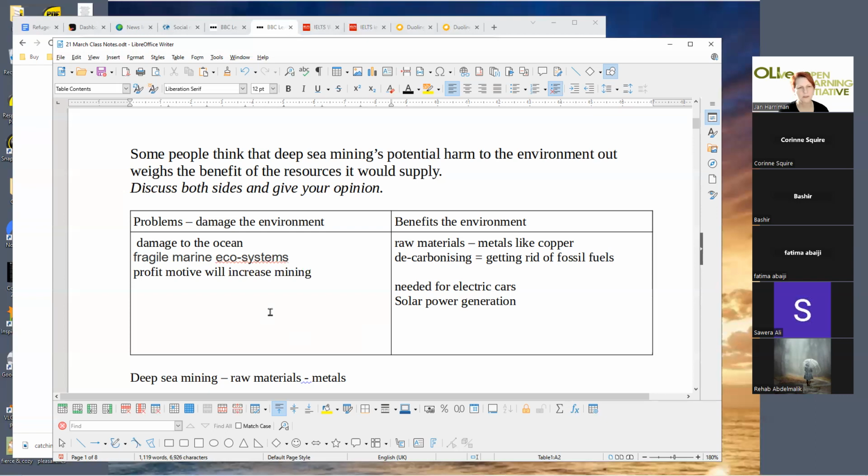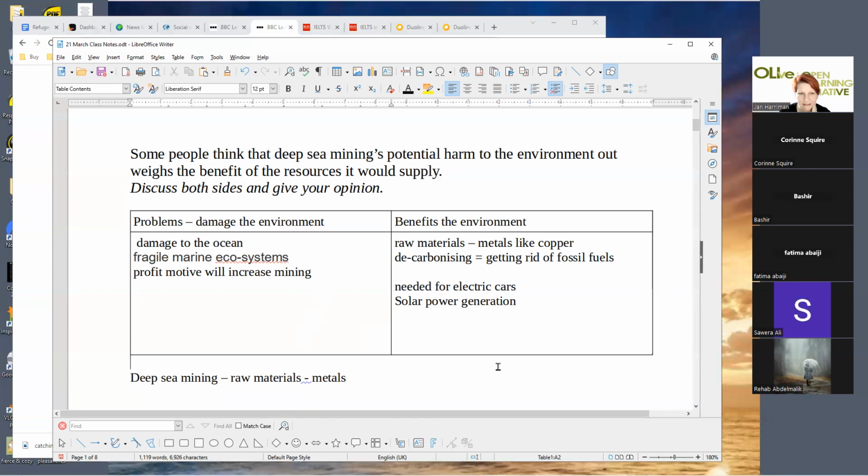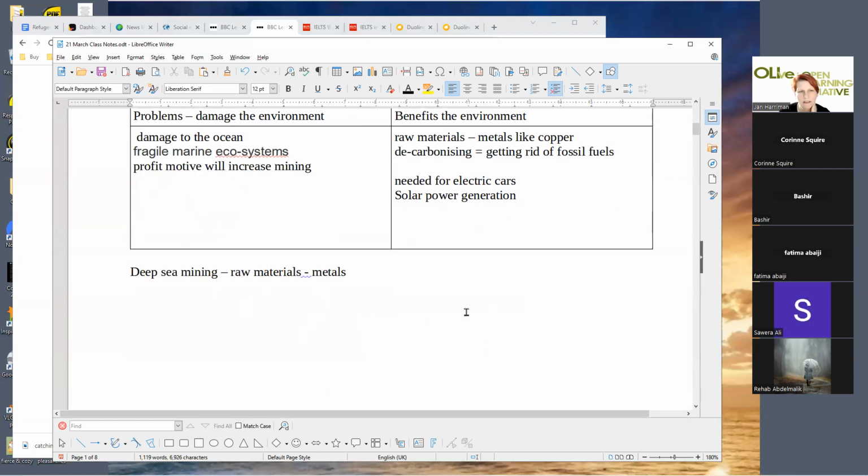So the profit motive, so commercialization of it, will make it very profitable for people to do more and more, increasing the damage. Okay. So are there other words that we would use just to think about? What other words would we use to describe what's going on here? Can you think of words about the environment?